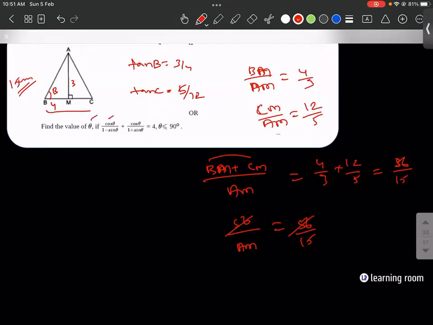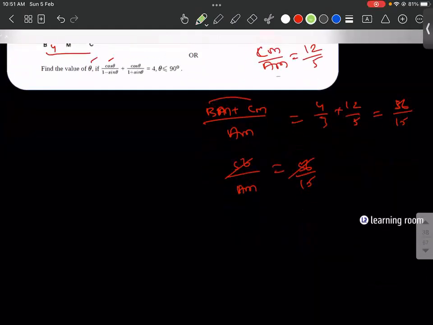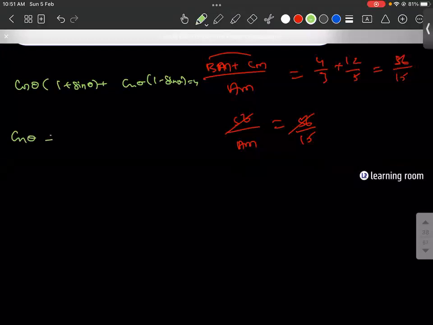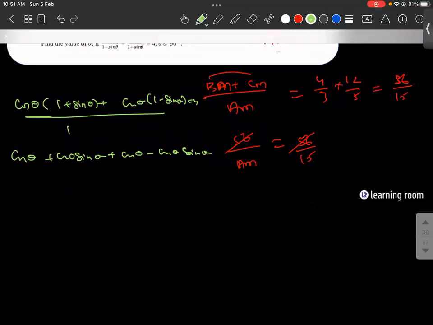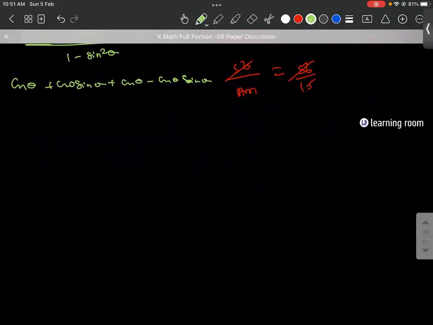Find the value of theta. Did anyone do this? cos theta by 1 minus sin theta plus cos theta by 1 plus sin theta is equal to 4. You just need to take the LCM and then proceed. So cos theta into 1 plus sin theta plus cos theta into 1 minus sin theta, divided by 1 minus sin square theta, is equal to 4.